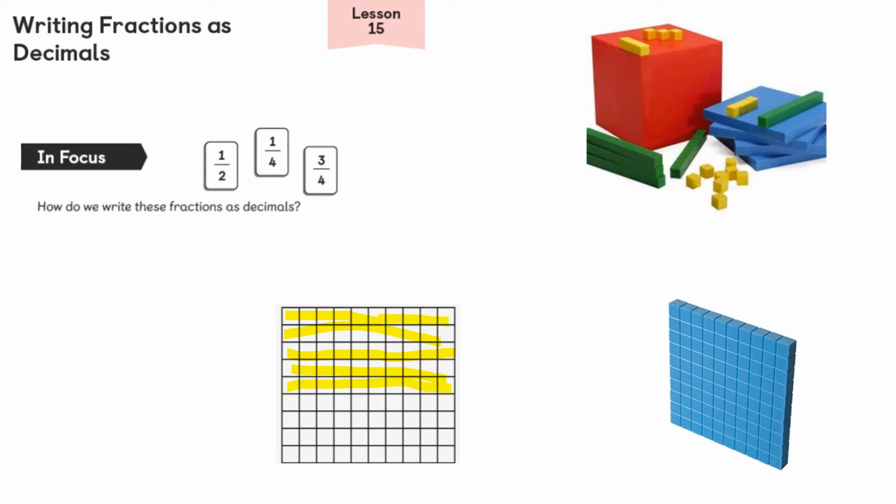So we know we've got one row of 10 at the top, and then we've got 20, 30, 40, 50 squares. So half of this 100 square has now been coloured in. But how do we write that as a decimal? Let's move on to the next slide to see if we can learn some more.